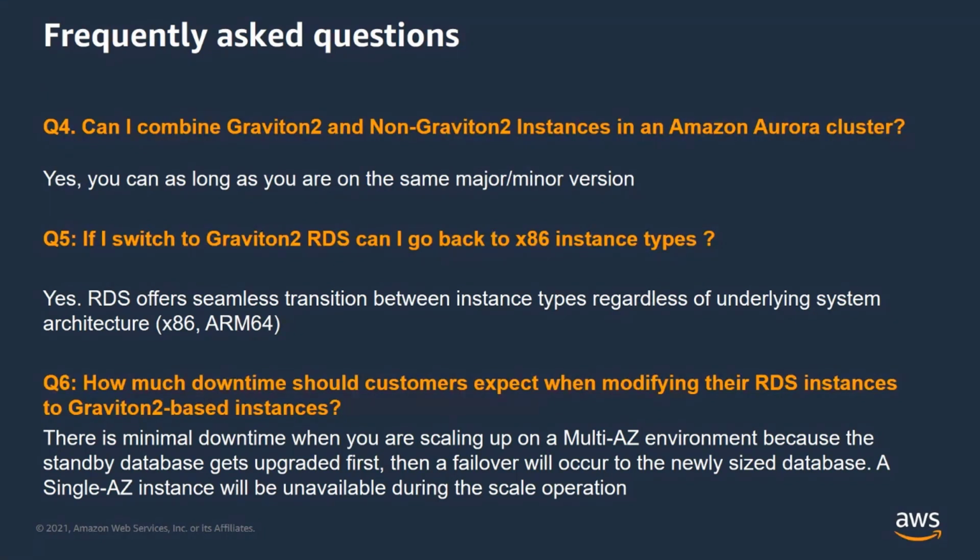Once you move to Graviton, you can also go back to x86, because again you are modifying the instance type. So this might incur downtime. That's the only thing, but you can still do that.